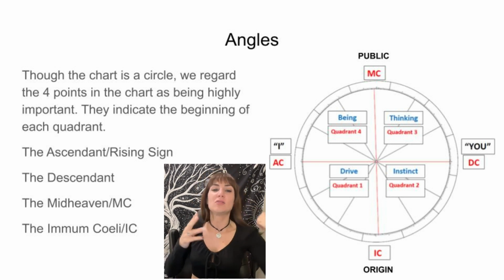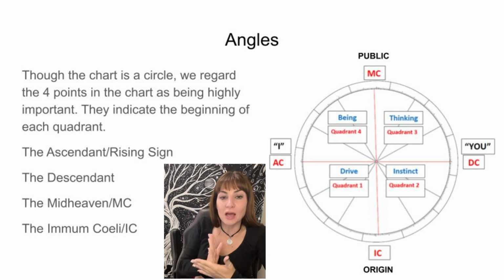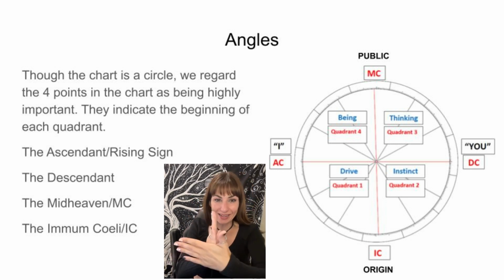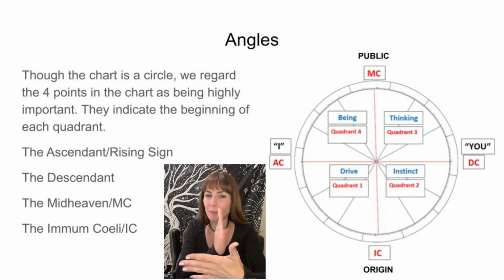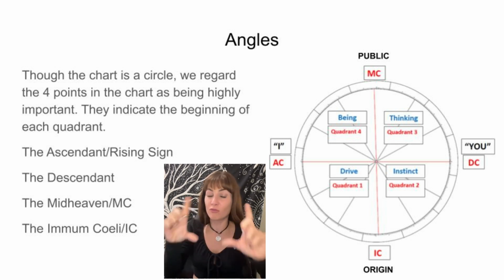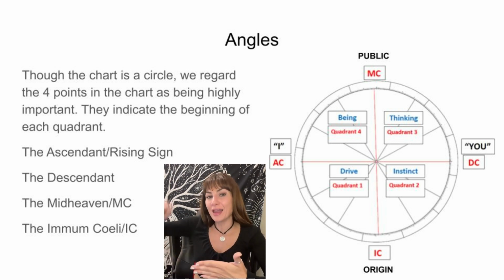But essentially when I said don't worry about empty houses, there's always going to be a sign that is ruling that house. It's the sign that is at the beginning, at the cusp of that house. Does that make sense? Not the sign that fills up the majority of it, but the one at the beginning. That's the sign that rules that house.